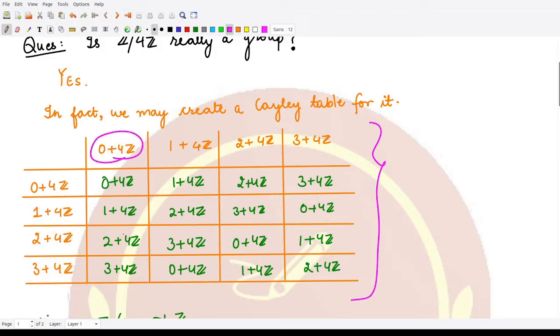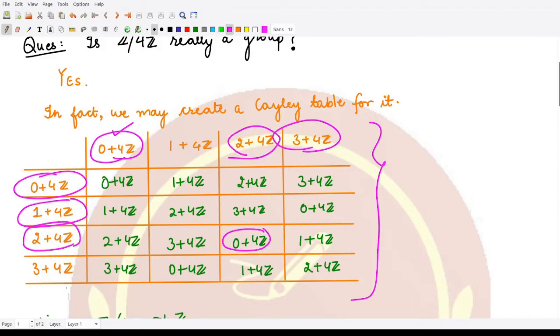And for each element, we have an inverse. The inverse of 0 plus 4Z is itself, right? What is the inverse of 1 plus 4Z? It is equal to 3 plus 4Z. The inverse of 2 plus 4Z is 2 plus 4Z only, and the inverse of 3 plus 4Z is 1 plus 4Z. So all the inverses are there. We have the identity, we also have associativity and the closure property, hence this forms a group.